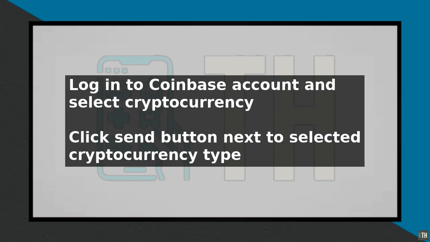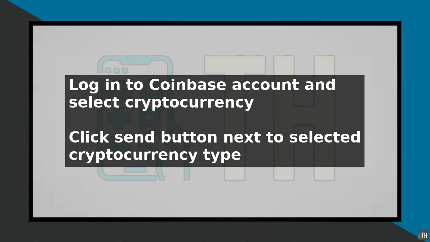To find this address, log into your Crypto.com account and navigate to the account dashboard. Click on the Deposit button next to the cryptocurrency you want to transfer. This will display the deposit address, which is typically a long string of alphanumeric characters. Copy the deposit address and return to your Coinbase account.